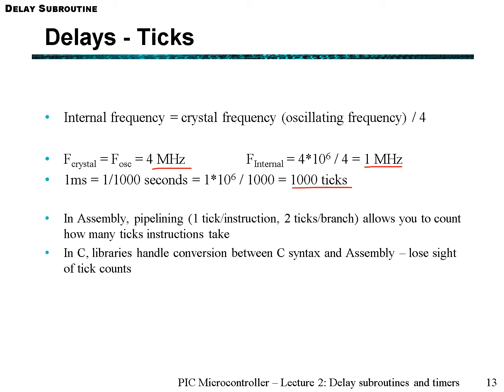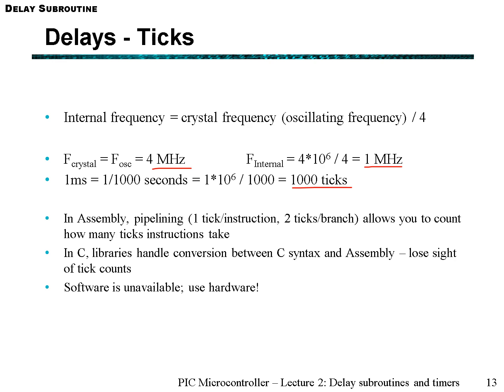or 1,000 cycles. So if you remember from lecture 1, we talked about in the PIC system, in assembly, pipelining allows us to count how many ticks each instruction takes. So every instruction takes 1 tick, and every time we branch, it's 2 ticks. Now, in a low-level language such as assembly, it's easy to calculate how many ticks each instruction will take. But in a high-level language such as C, there are libraries which handle the conversion between the C syntax and assembly, so you start losing sight of how many ticks your instructions are actually taking.